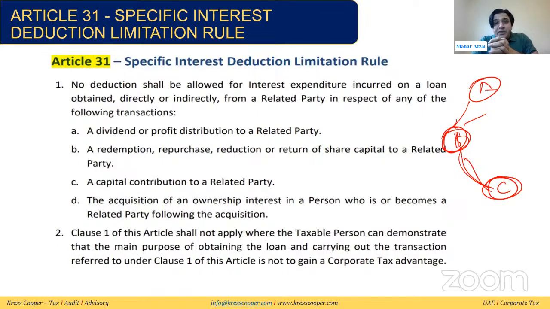There is an exception as well. In clause 2 of the article, they said if this loan has been taken from the related party not to obtain a corporate tax advantage, then the interest on this loan will be allowed. We need to be very clear that if we are taking a loan from the related party for these four options, the interest will not be allowed. Otherwise, you can claim the interest on the loan, subject to the general principle, if the loan has not been taken to obtain a corporate tax advantage.